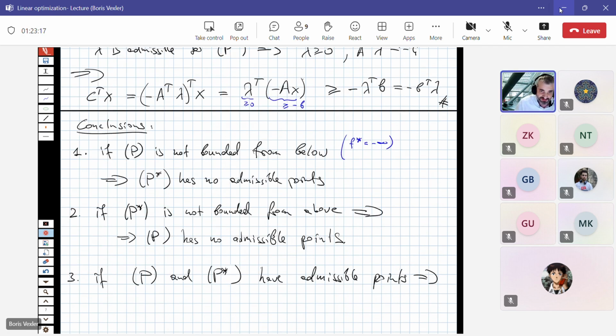Yes, you remember, existence of solution required that the admissible set is non-empty, and boundedness from below for the original problem. And therefore, in this case, if we can find at least one admissible point here and one admissible point here, then we can be sure that for both problems solutions exist. Okay.